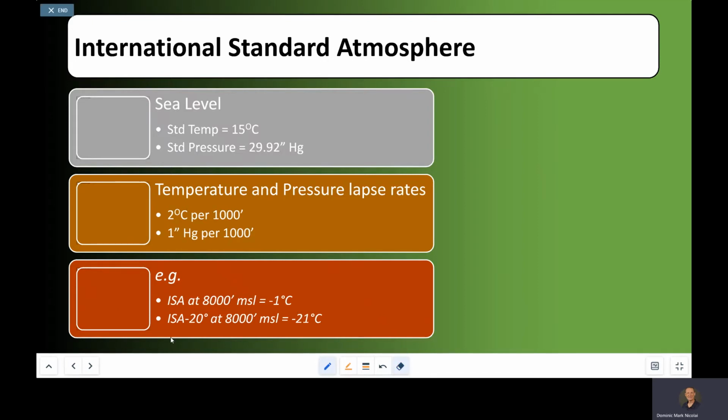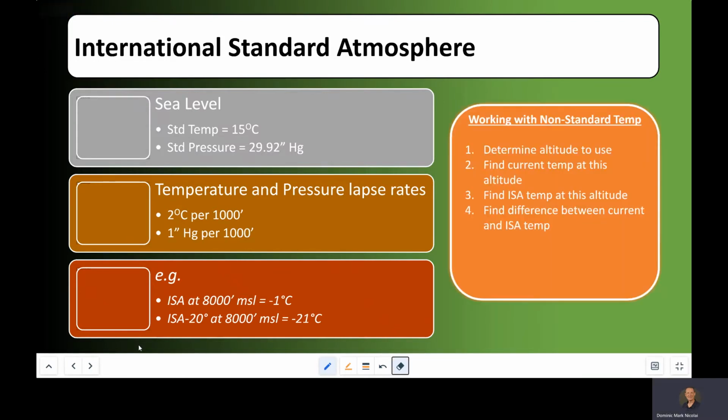But what if your chart has ISA -20 degrees? Okay. That, understand, means you're 20 degrees colder than ISA. It's not saying that my outside temperature is -20. It's saying I'm 20 degrees colder than this standard temperature at this altitude. So using 8,000 feet, that means the temperature is -21 degrees, because standard is -1, and 20 degrees colder is -21. So it's important to be able to look in the correct column of particular charts that will lay out a standard column, a column that's colder than standard, and another column that's warmer than standard.